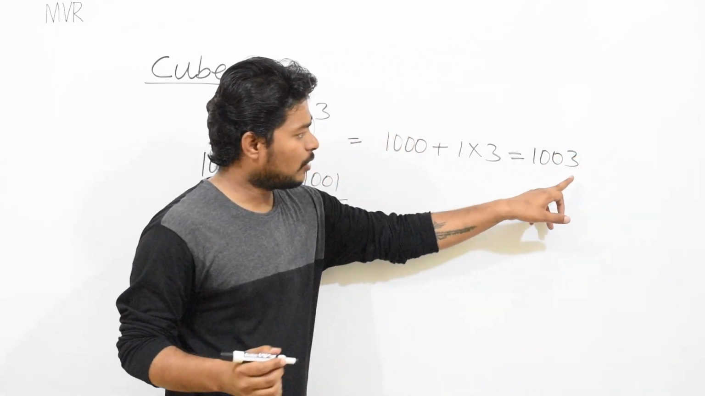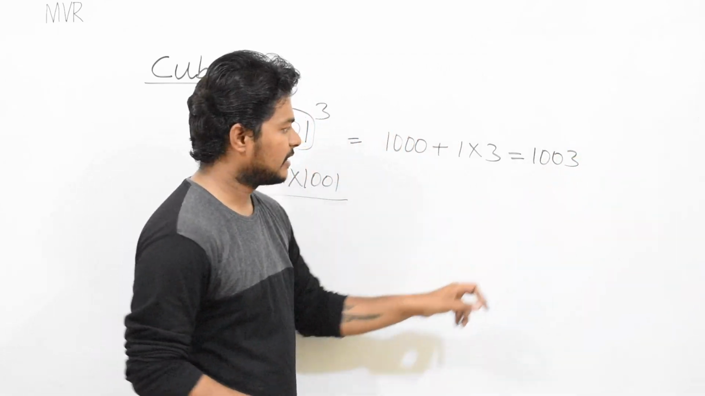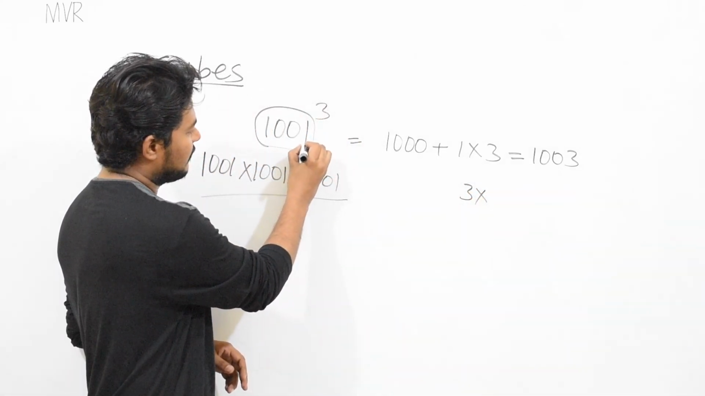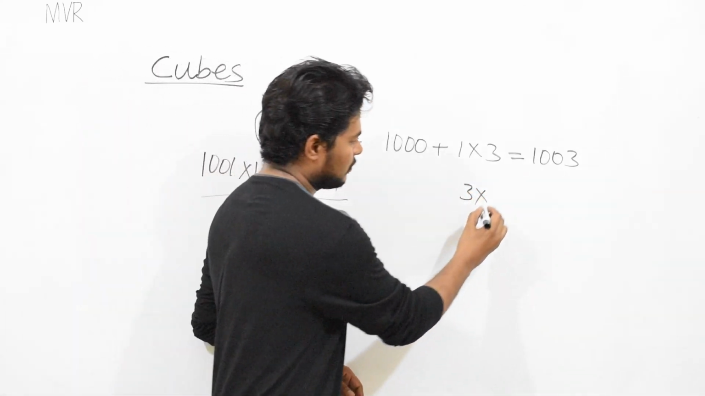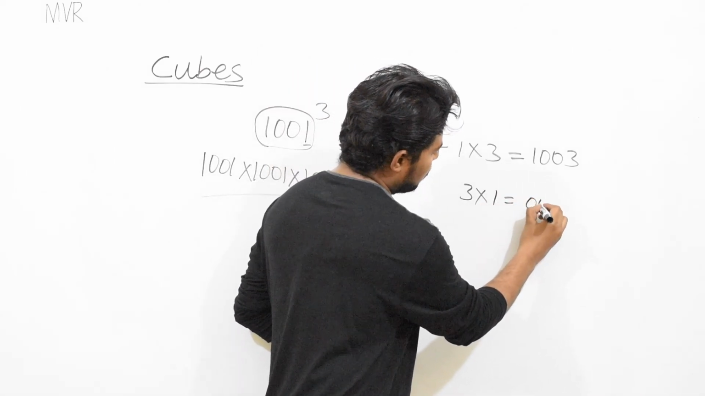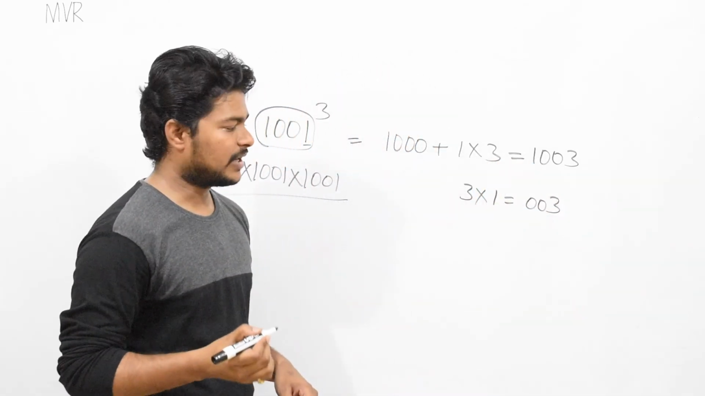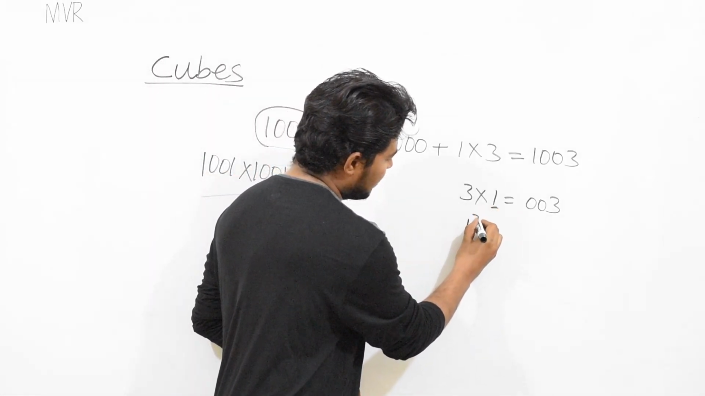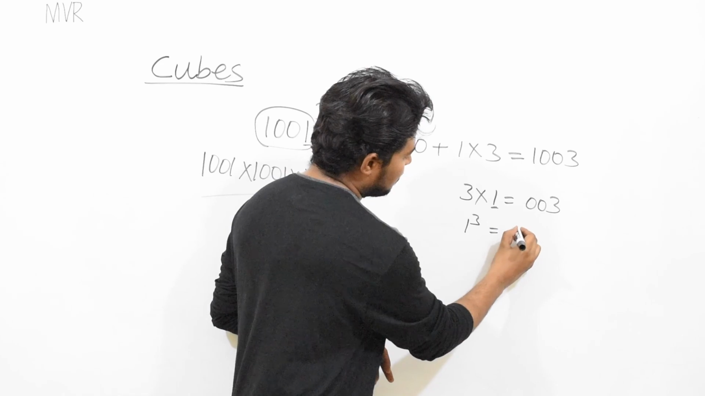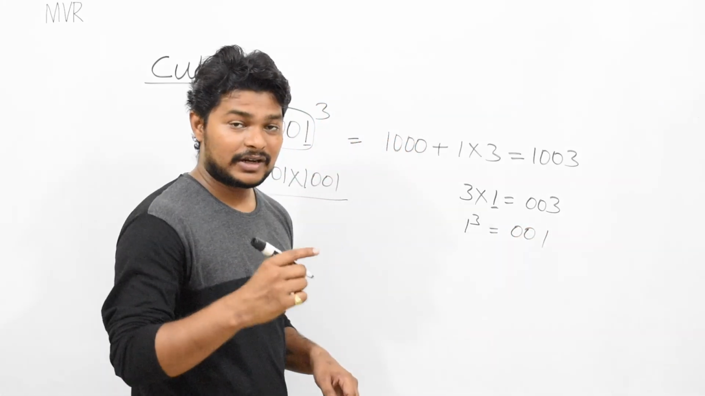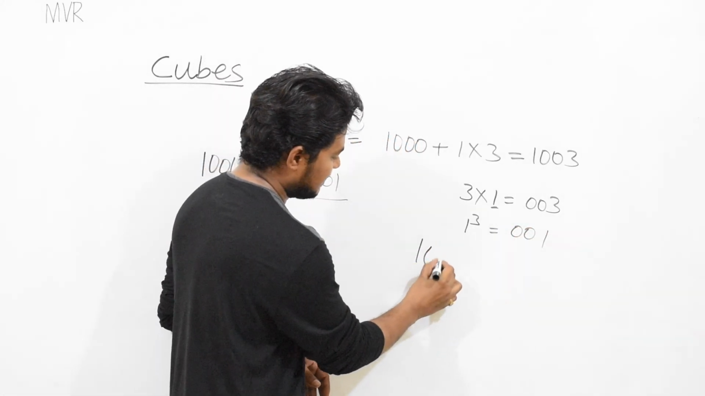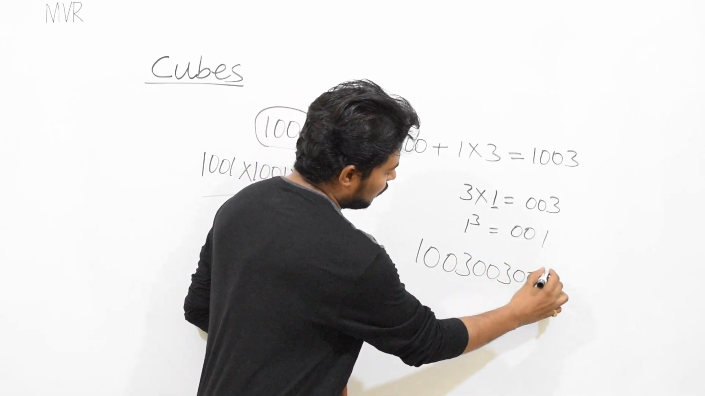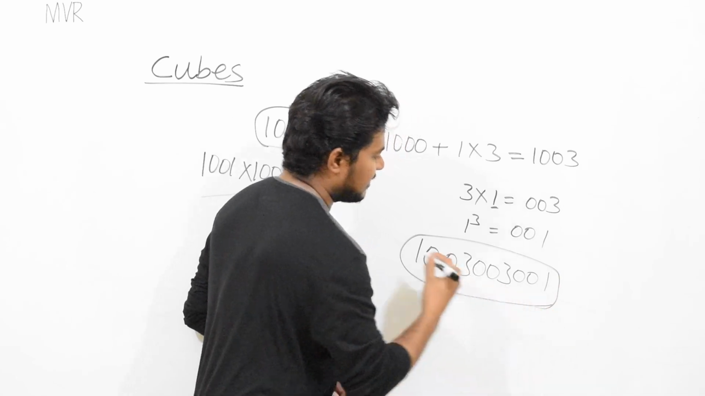1003. Now how much is the excess here? 3, right? So that 3 into how much here is the excess? 1, right? So 1003. Okay. Now take this 1 and cube it. 1 cube is how much? 001. Now what is the final answer? 1003, 003, 001. This is the answer.